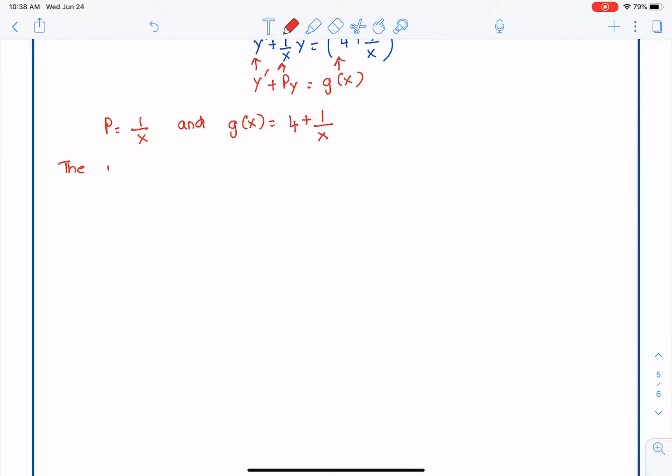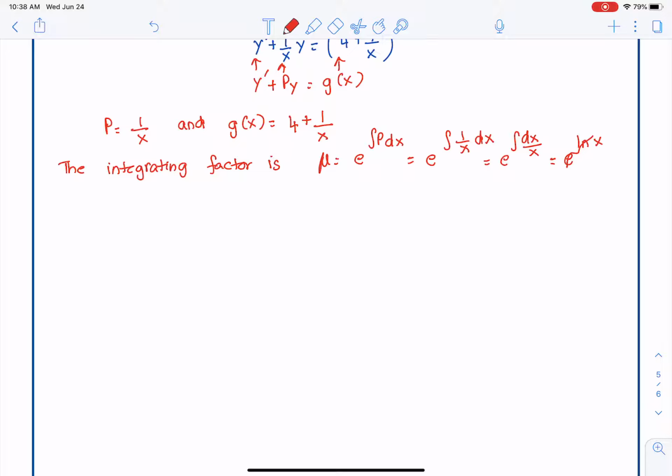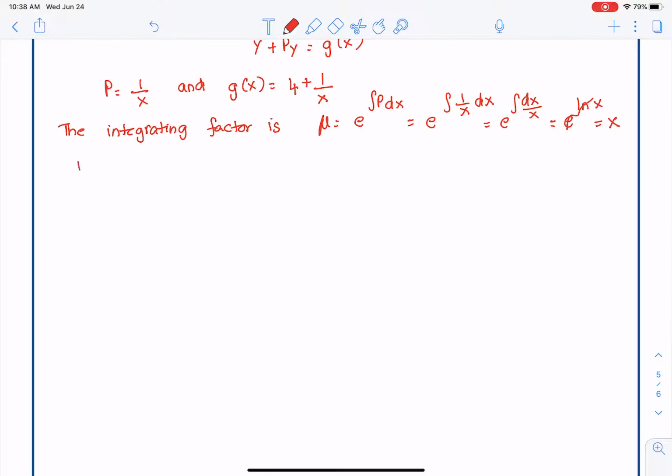The integrating factor is mu equals e raised integral p times dx, which is e raised integral 1 over x dx, e raised integral dx over x. Integral dx over x is simply ln x, so we have e raised ln of x. E and ln would go away, we simply have x.